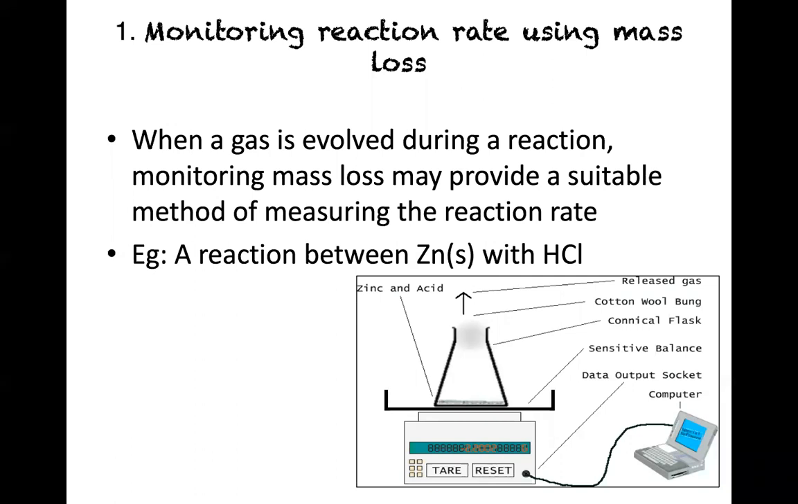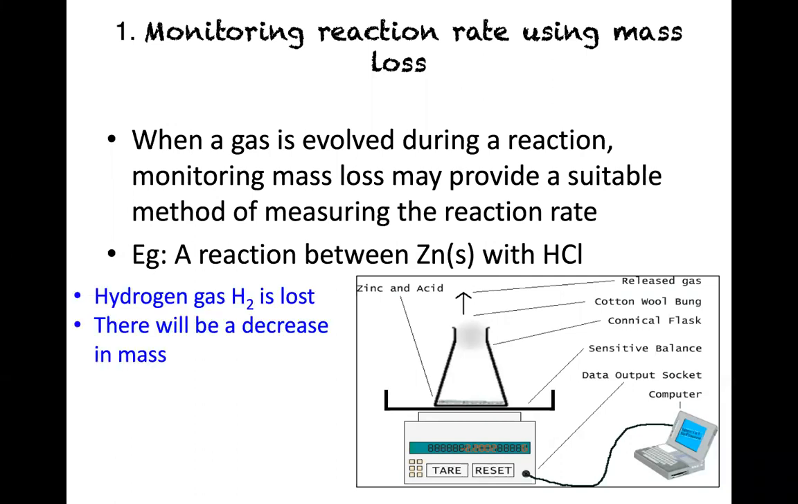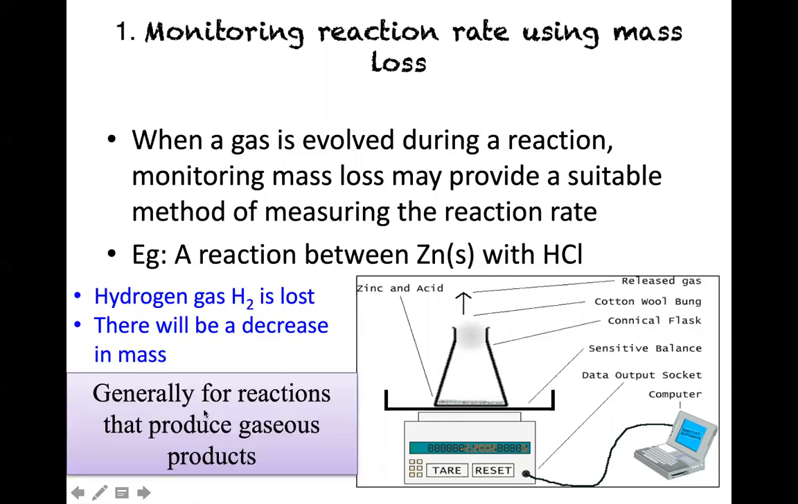So this is an example. If you have metals reacting with acids, an example that they have here is zinc with hydrochloric acid. You're producing salt and hydrogen gas. The salt will stay in the reaction beaker or conical flask, whilst you let the hydrogen gas escape. So obviously, if you let things escape from your reaction mixture, your mass will decrease. This is generally for reactions that produce gaseous products.